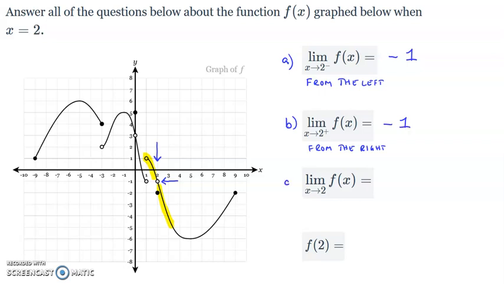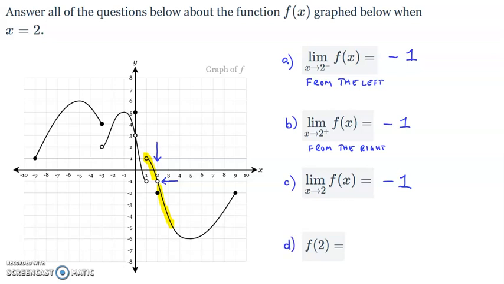And so for part C, our question is going to ask us, what is the limit of f of x as x goes towards 2? Well, since our values from the left and from the right are both equal to -1, then our limit here is going to be -1. Right? Even though we have an open dot there, that's the y value that it's going towards on our graph.